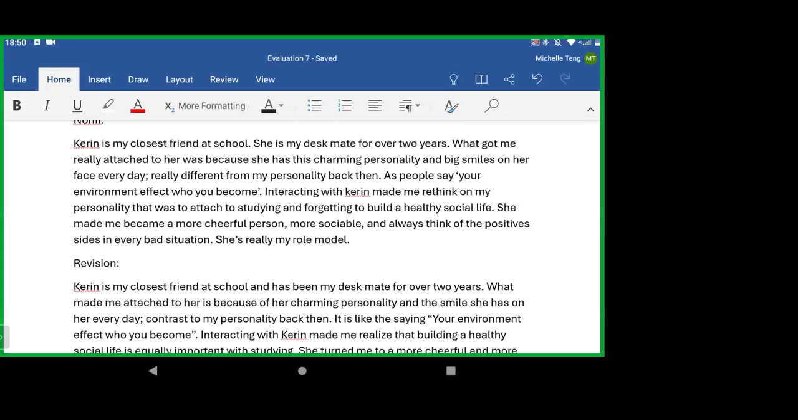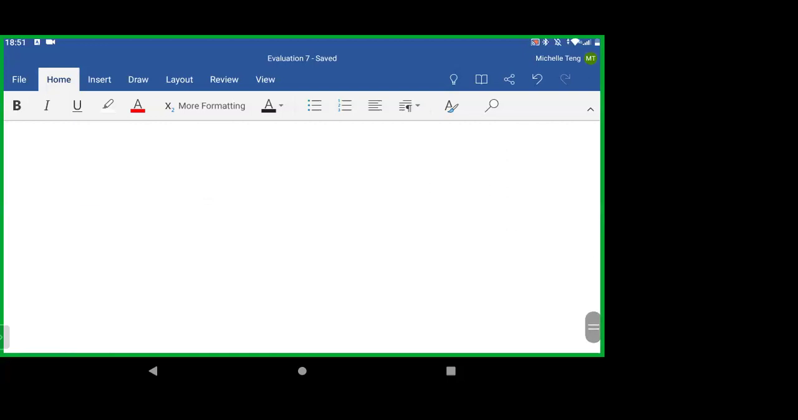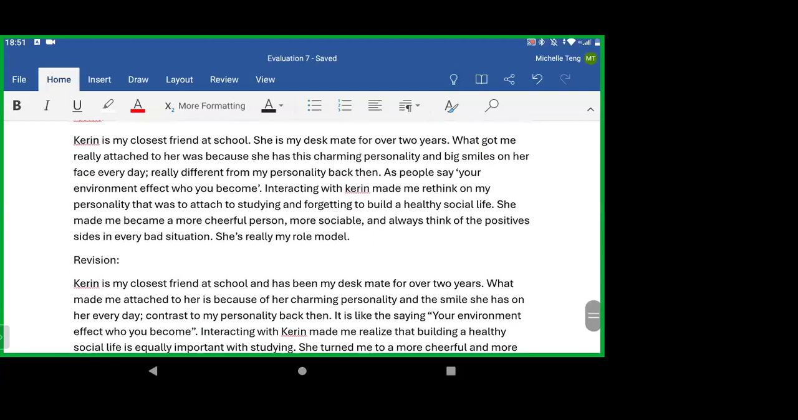Okay, hold on. Sorry about that. What got me really attached to her was because she has this charming personality and big smiles on her face every day. I only did a minor revision right here. What made me attached to her is because of her charming personality and the smile she has on her face every day.